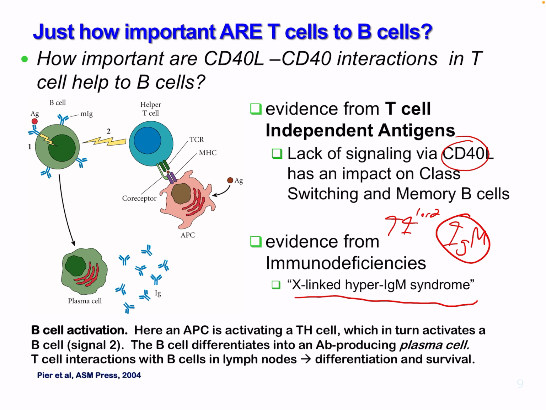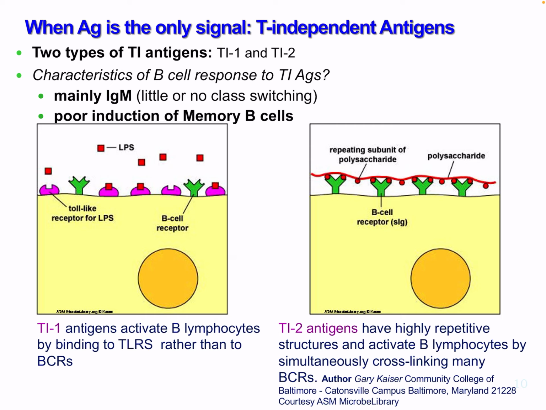So there are two types of T cell independent antigens, TI1 and TI2, as I mentioned. The characteristic of these is that they mainly secrete IgM and have little or no class switching. So again, this is just a recap if you want to go back. And there's poor induction of memory B cells. So you can see how, without T cells, this is all we get. And with no class switching and no memory, that is bad news. So our T cell independent, I keep saying thymus, sorry about that.